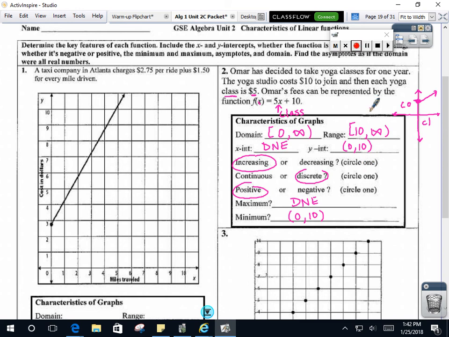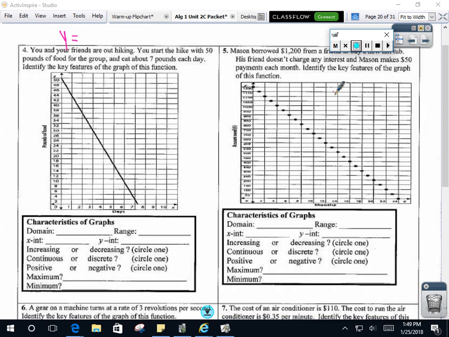Okay, now go to page 19, and I want you to try 4 and 5 by yourself. You did good estimating.